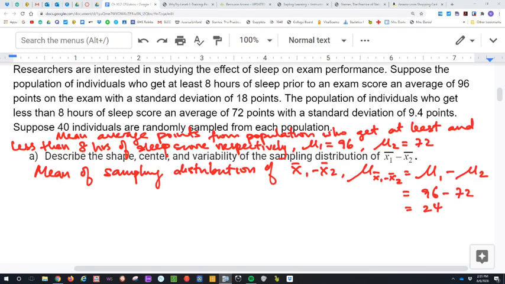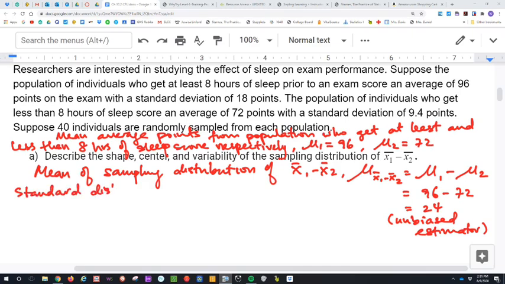Now, why did we use the population mean when we are dealing with the sampling distribution? Because the sample mean is an unbiased estimator, right? When you want to find out what the mean of the sampling distribution is, we use the population mean. In this case, it is the difference. So we take the mean of population 1 minus the mean of population 2.